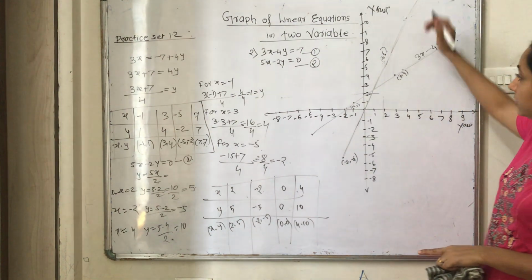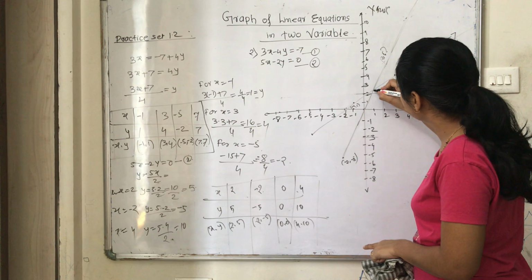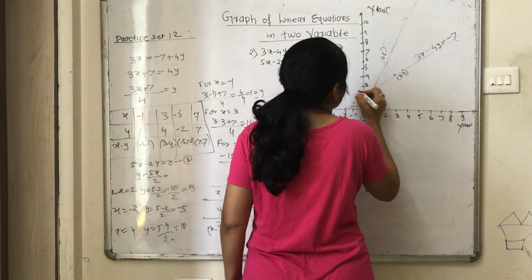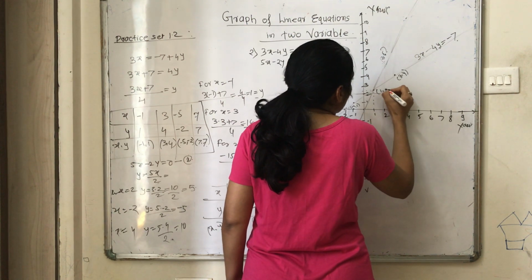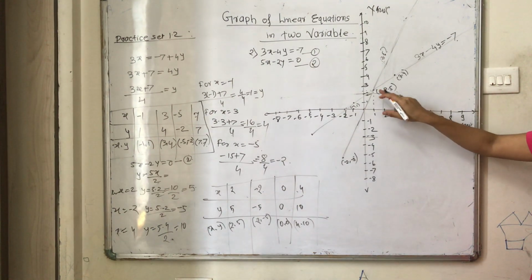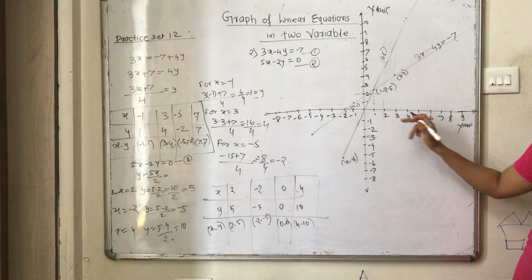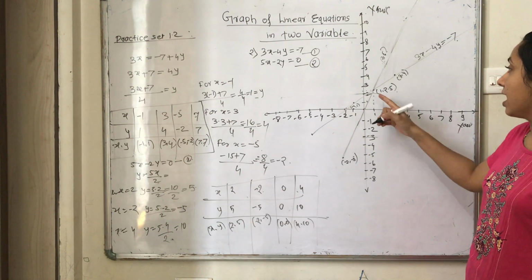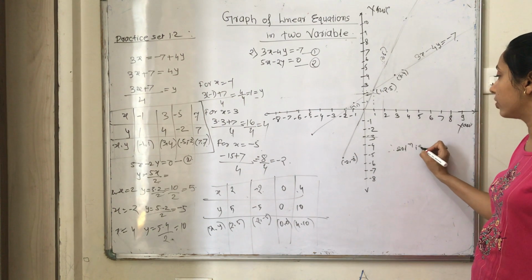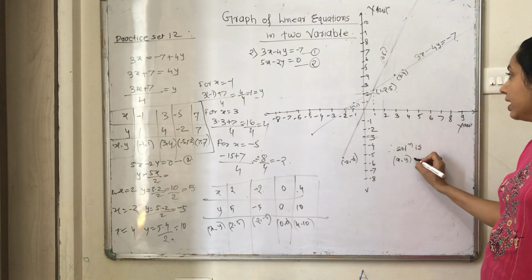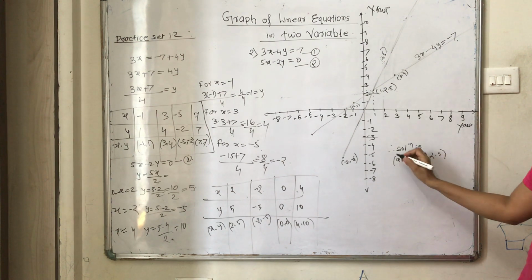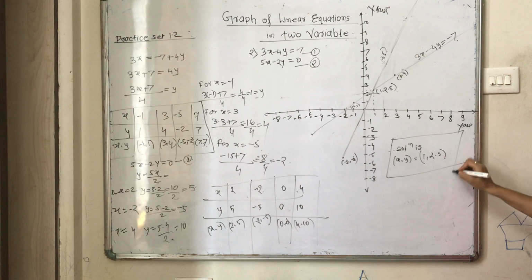And the point which joins these is what? See here, I am getting 1 and this is nearly 2.5. So this point is 1 comma 2.5. And what is the solution for this one? The solution is where the two lines intersect. See, these two lines intersect at 1 comma 2.5. So therefore the solution x comma y is equal to 1 comma 2.5. So this is the answer for this one.